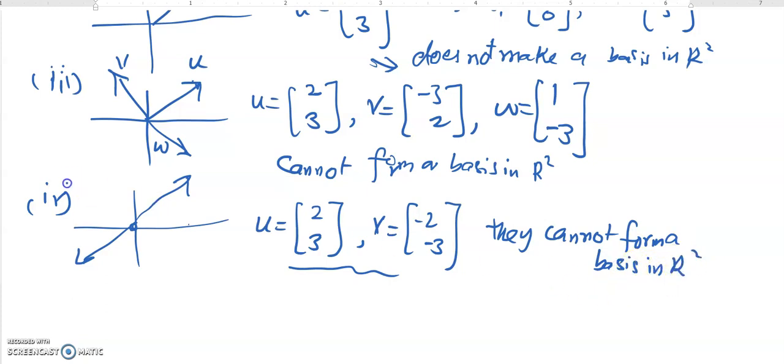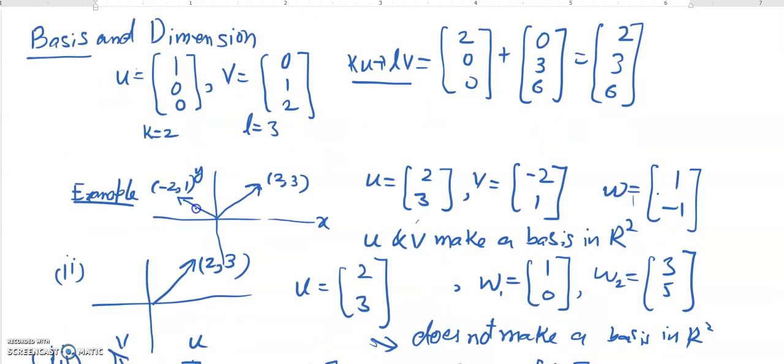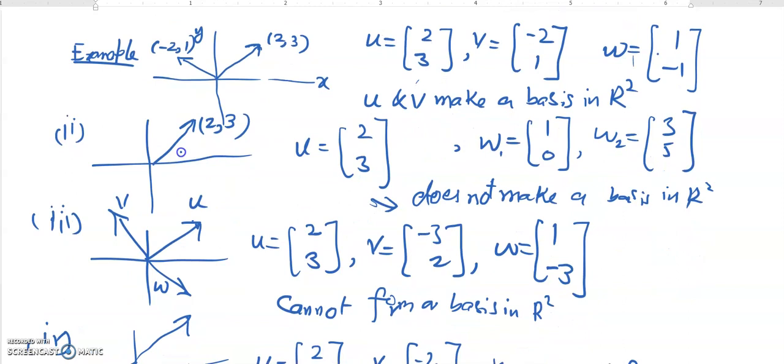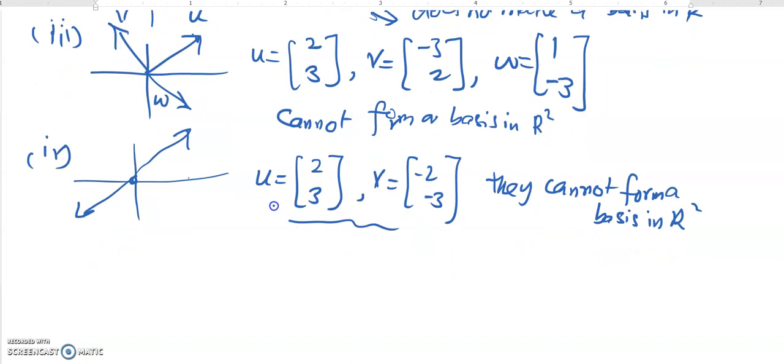So in these four cases, only the first case can form a basis in R2. Here we have two vectors, both are different. Here we have just one vector, it does not make a basis, and here we have three vectors. They cannot make a basis because the third vector would necessarily be dependent on the other two vectors. And the last one also, because of the dependency, cannot form a basis.